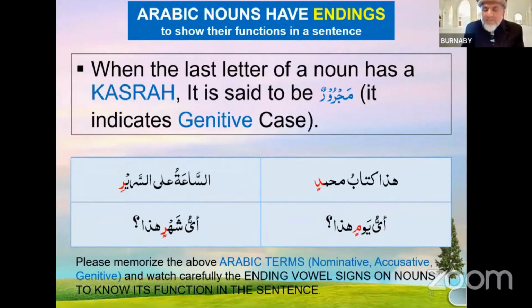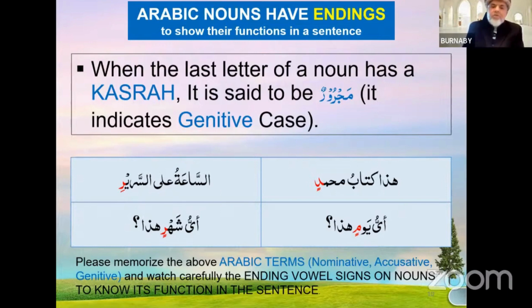As-sa'atu ala-sariri. Now, as-sa'a means the watch. Ala is on. As-sarir is the bed. Is the bed common or proper here? Proper. So I see the al there. So am I going to have kasratan or kasra? Kasra only. So that means the watch is on the bed. So what is the status of the bed? Jar. Majroor.